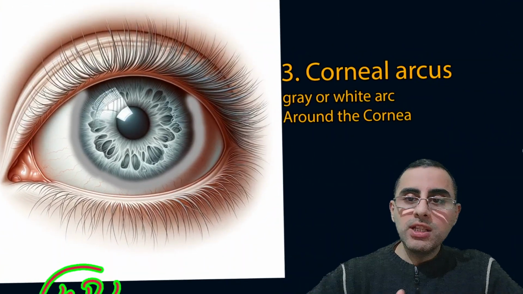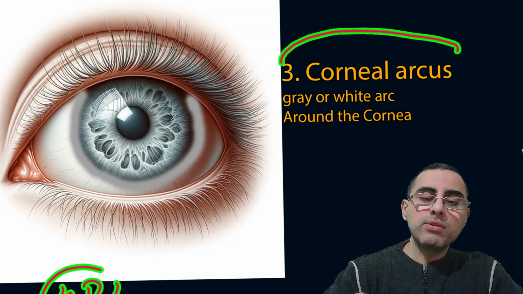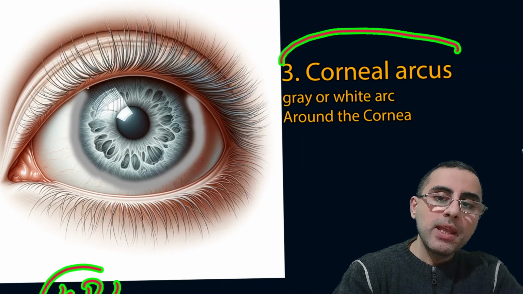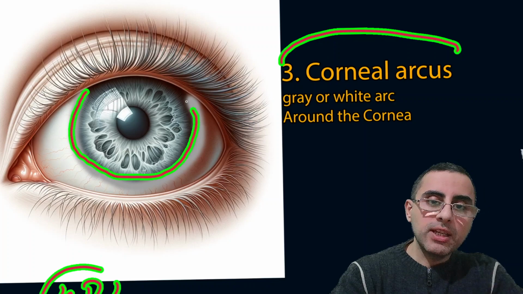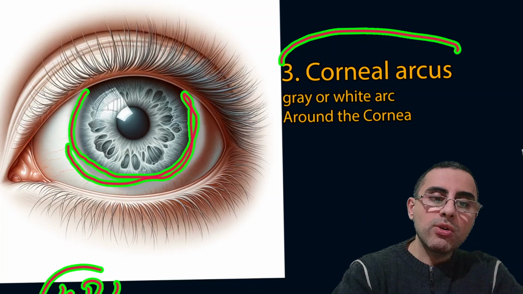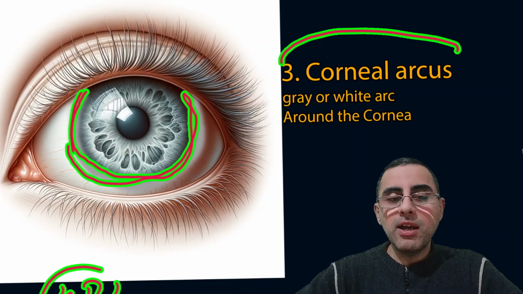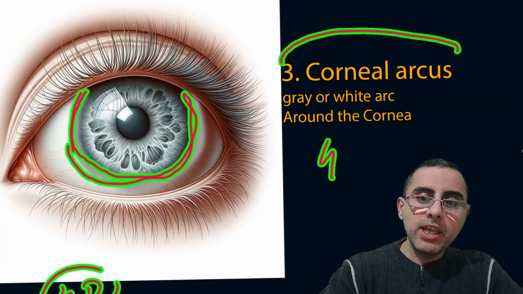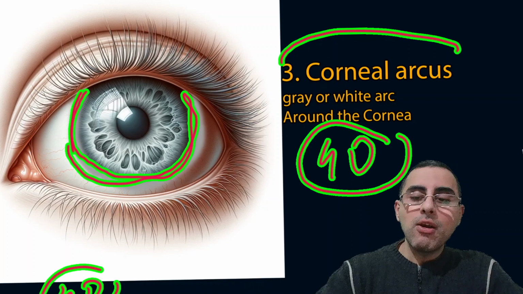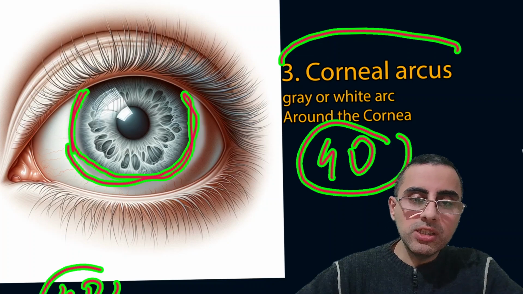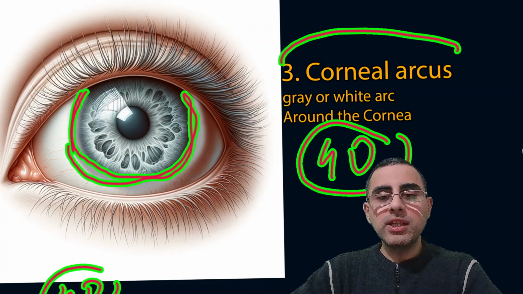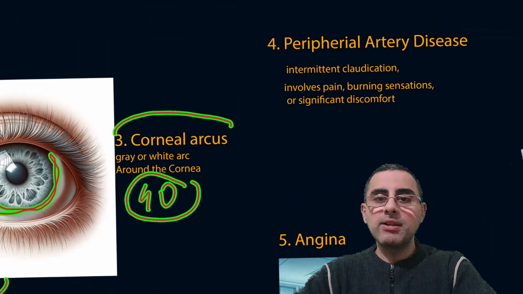The third condition is corneal arcus. Corneal arcus is a gray or white arc around the cornea. If corneal arcus occurs before the age of 40, at young ages, it is also correlated with high cholesterol level.